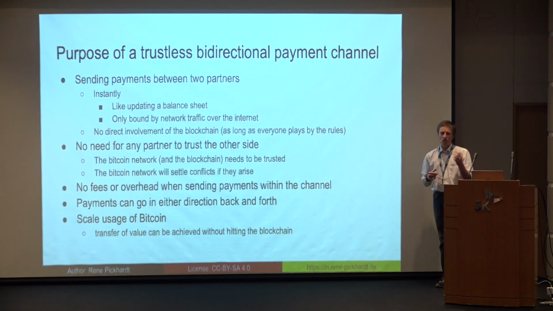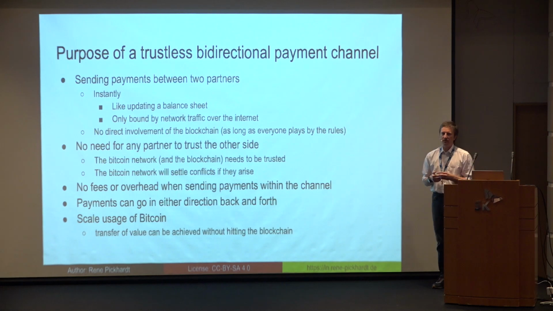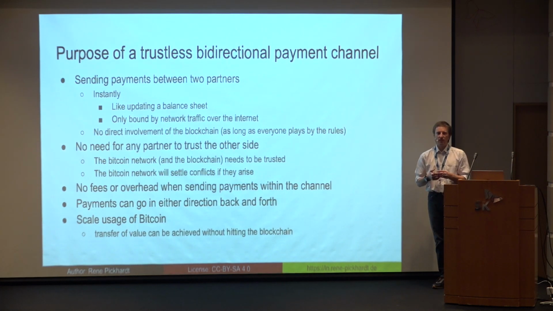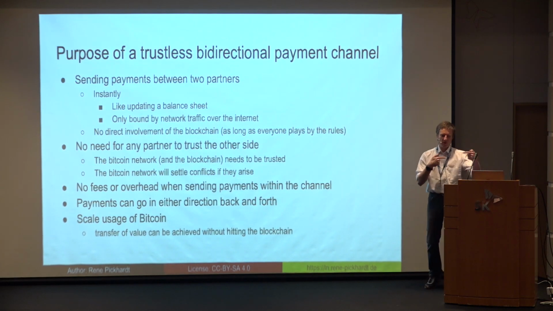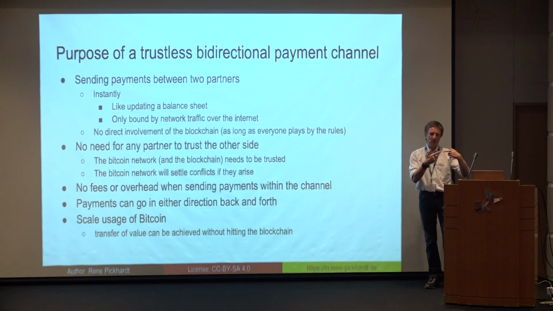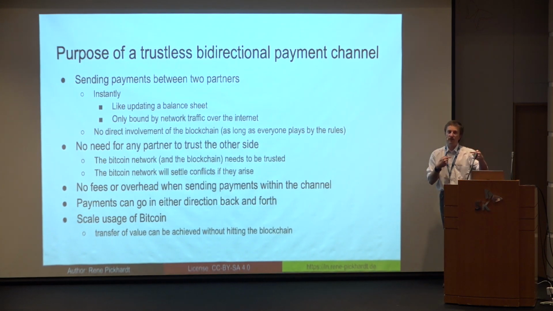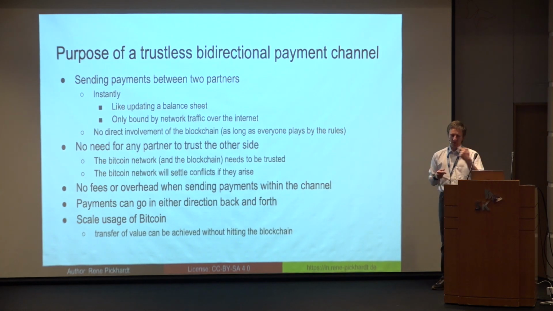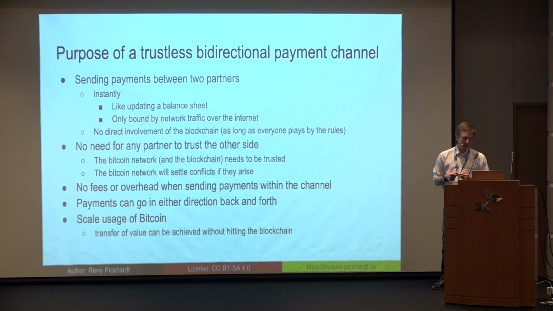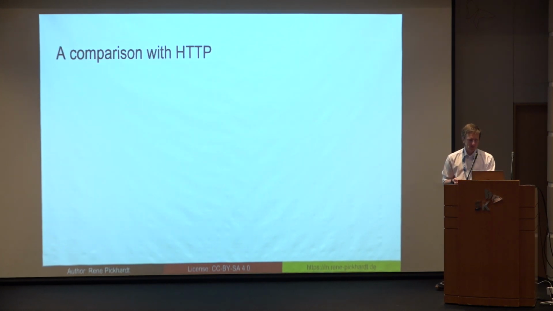We can have no fees. Currently the Lightning Network has a fee system built in, but in theory, we could agree with Bob that we're going to pay each other without fees. So between two partners, how the payments happen is up to the partners. They can have no fees for doing that. Payments can go back and forth, as we described. And the idea is that we can scale it.